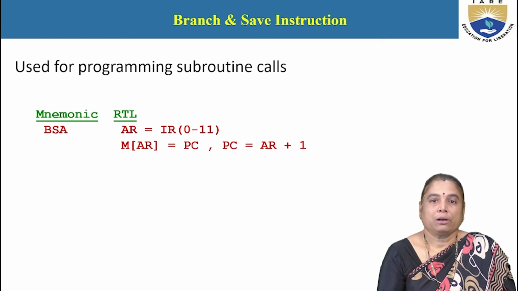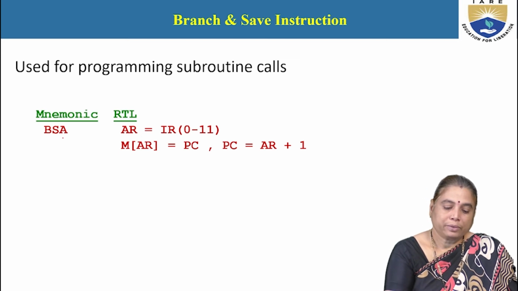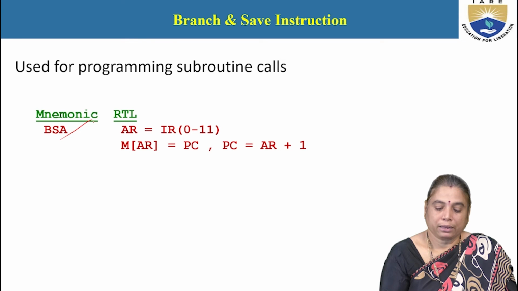Whenever a subroutine call is encountered, the program stops its execution and the control is transferred to the subroutine. The instructions specified in the subroutine are executed one after another in sequence until the return statement. Whenever the return statement is identified, the control is transferred to the main program. So the BSA instruction comes under this category.